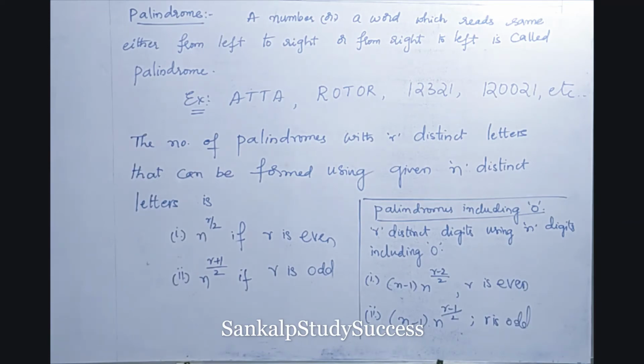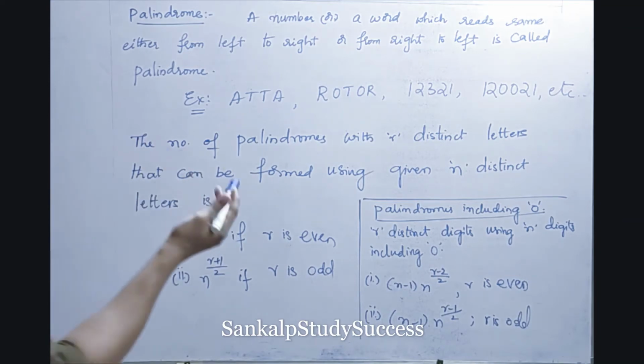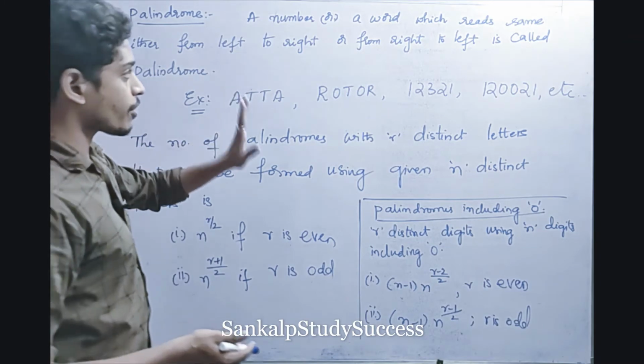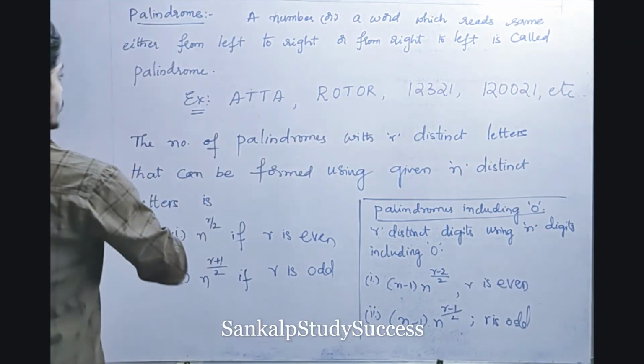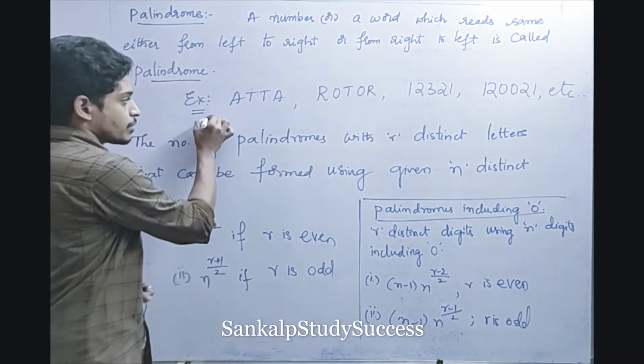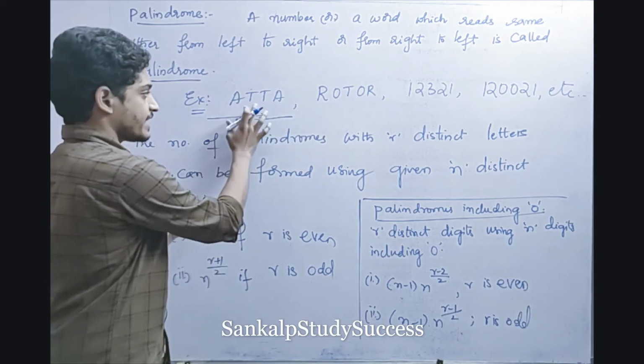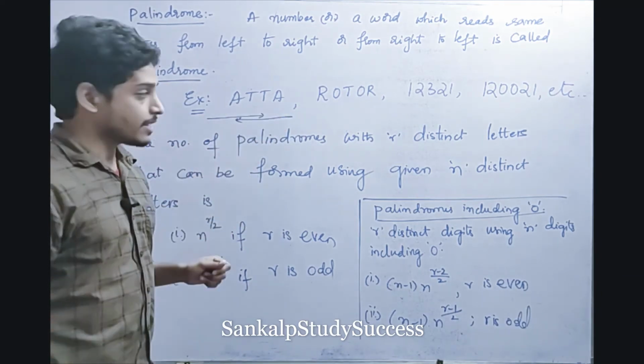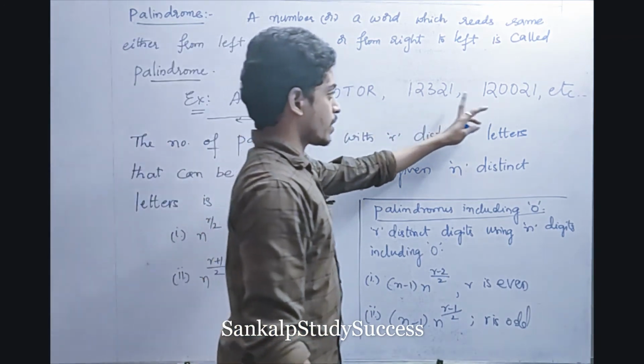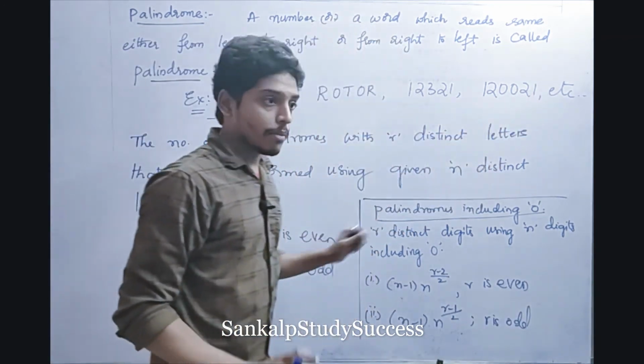So next topic, friends, palindrome. Palindrome means a number or a word which reads the same either from left to right or from right to left. Whether you read it from this side or from this side, both should be the same. ATTA, ATTA, right? Next, rotor, 12321, 120021, etc. These are called palindromes, friends.